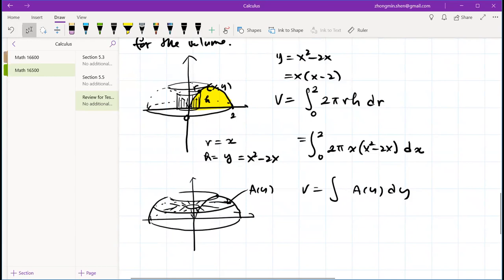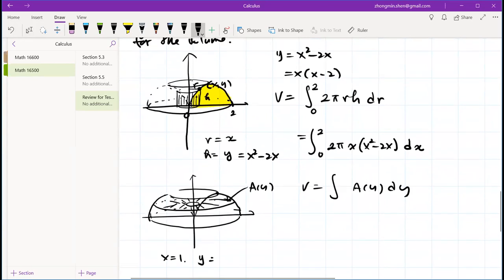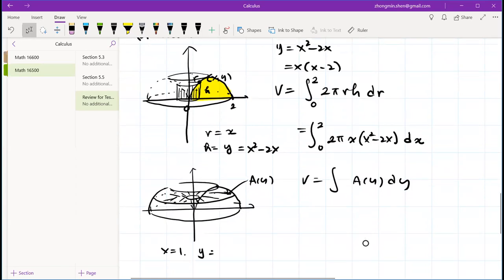When x equals 1, the y value is upside down. I should modify the problem. It's actually a switch around, it's 2x minus x squared, okay? But this problem is x squared minus 2x, so it cannot change.